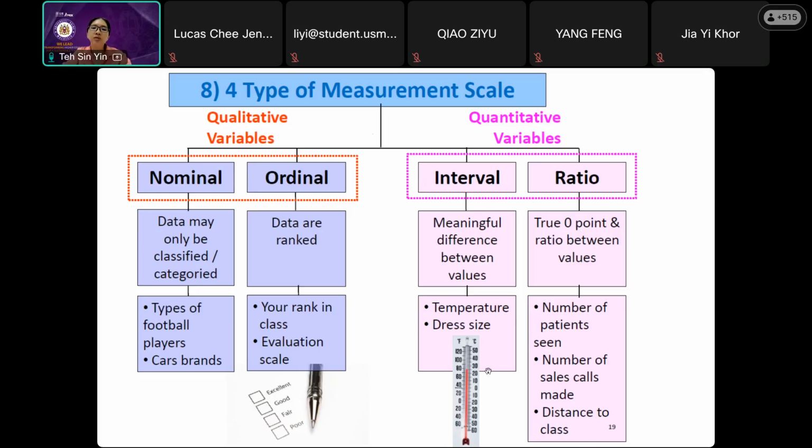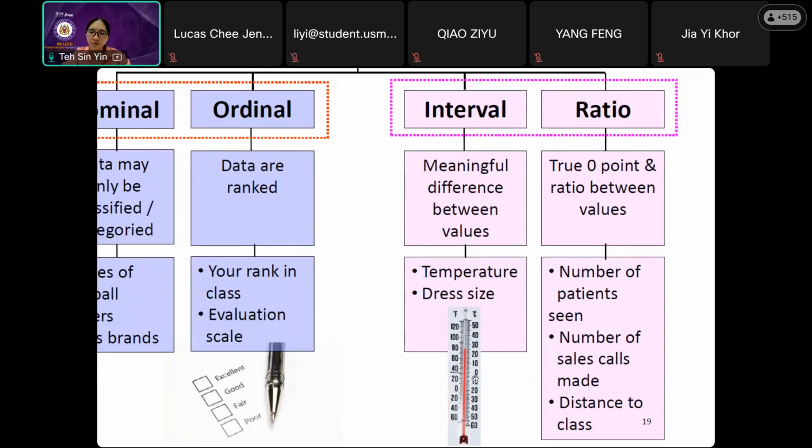When we talk about interval, let's say I say 0 degrees Celsius. Does that mean no temperature? Can you tell me, if I say 0 degrees Celsius, does that mean no temperature? Okay, you see, the majority of you are telling me no. 0 degrees Celsius is the freezing point for water, for water to become ice. At 0 degrees Celsius, your water will become ice. So 0 did not mean no temperature. There is no true 0 point.